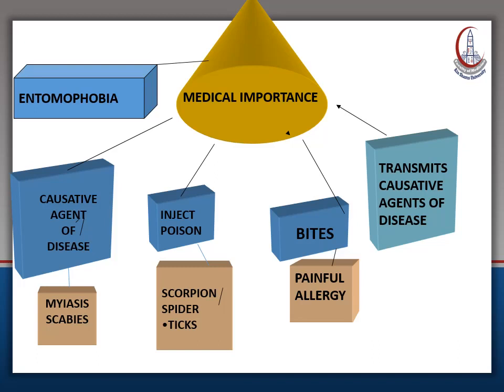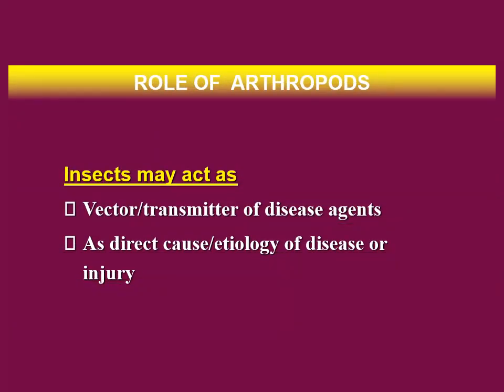Some arthropods may inject poison, like scorpions, spiders, and ticks. Others bite, and their bites may be painful, or they may even cause severe allergic conditions to man. Finally, arthropods may transmit other pathogenic organisms to man. So, collectively, we may say that arthropods may be transmitters of other disease agents, or they themselves are the etiology of the disease.